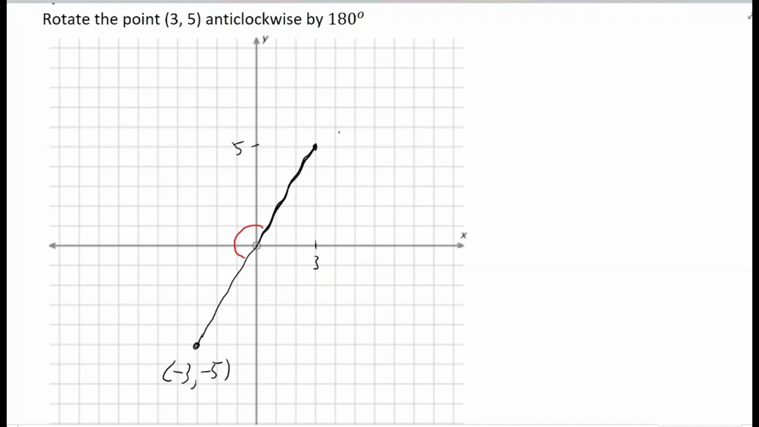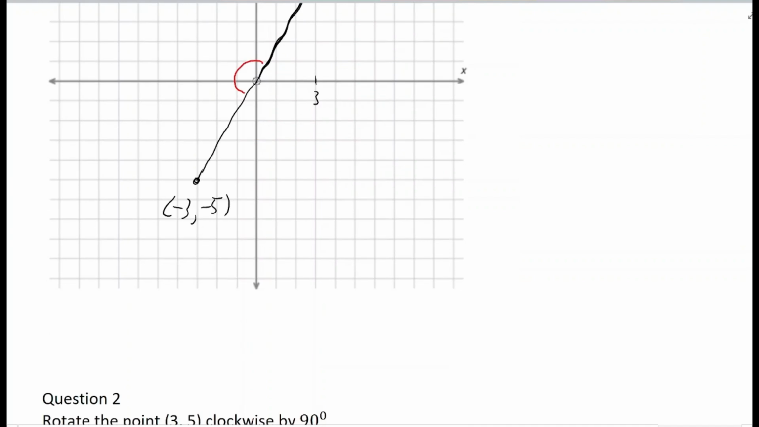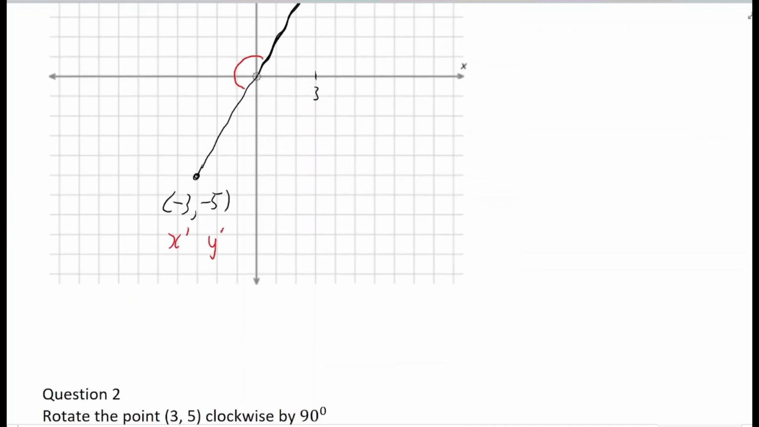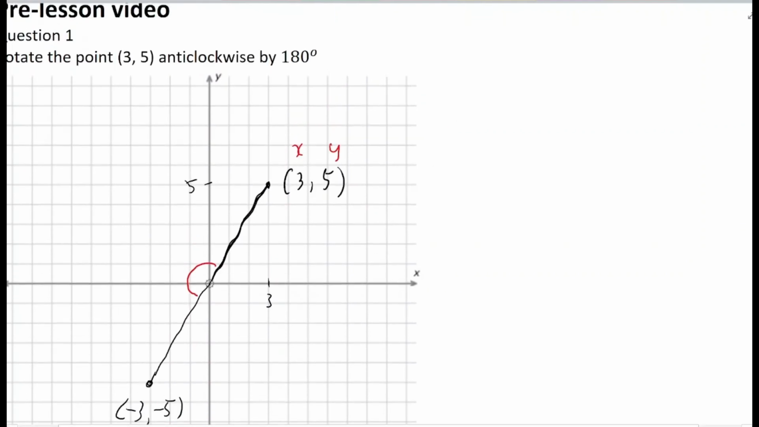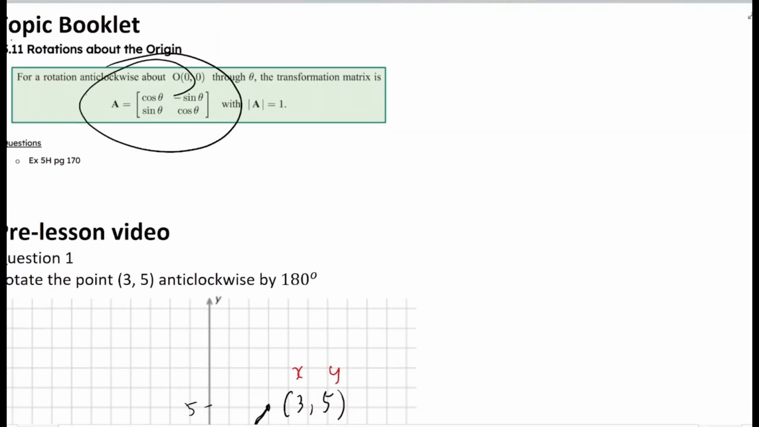Now, really importantly, we've got some notation here. So (3, 5), we're going to be calling (x, y). This new point, we're going to be calling (x', y'), and that's sort of our point after rotation. So we've done that example visually, but we can do it with matrices, and we use this matrix here.